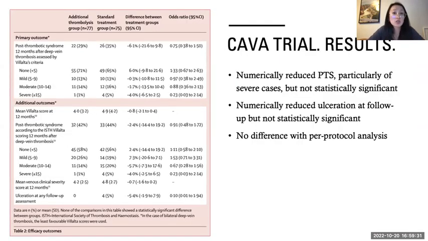In terms of the actual trial results here, we can see that there was really a numerically reduced number of patients who had post-thrombotic syndrome, particularly of the severe cases, so 4 versus 3, but this was not statistically significant. Numerically also reduced number of ulceration at follow-up, but again, not statistically significant. And there was no difference according to the per protocol analysis either. Looking at the additional outcome, yes.